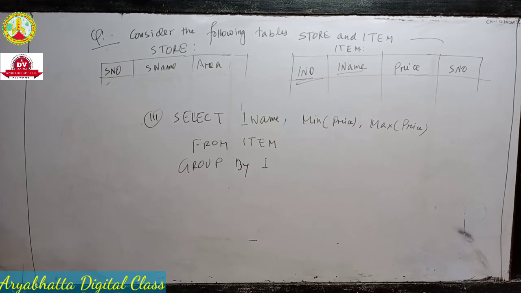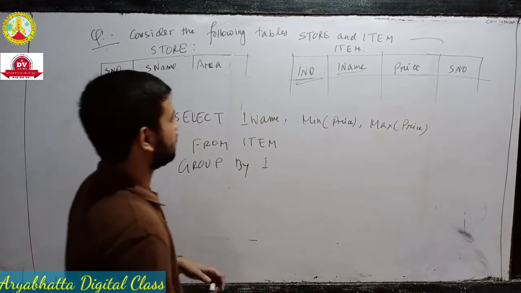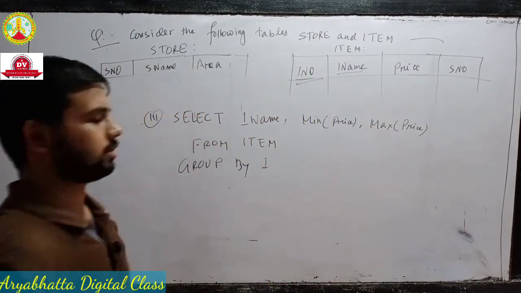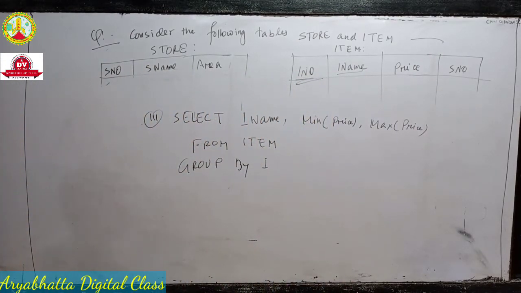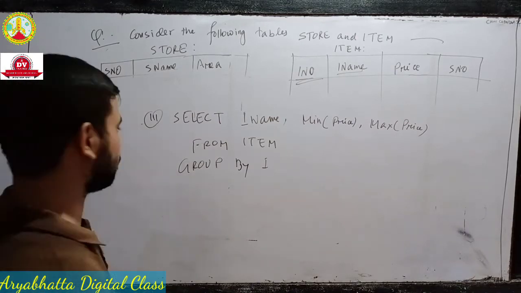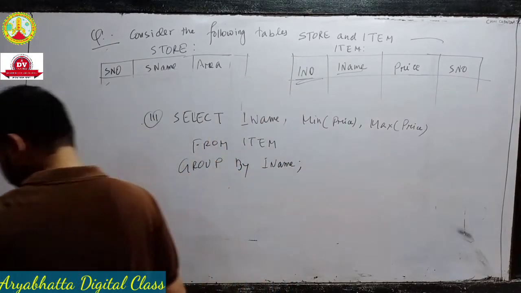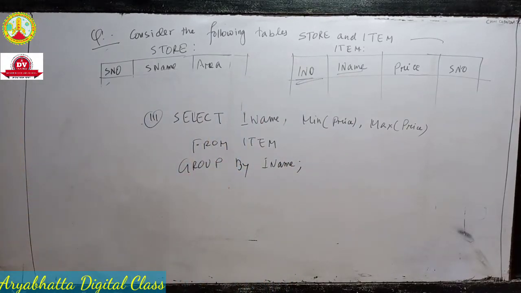Group by means as a what? As an item name. This will be coming simultaneously by using minimum price and maximum price, group by item name. What is the question? To display the minimum and maximum price of each item name from the table item.